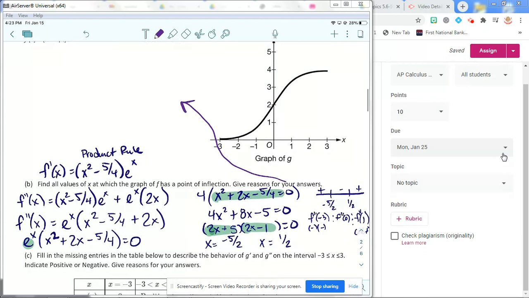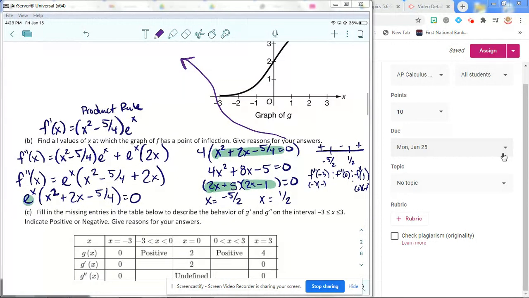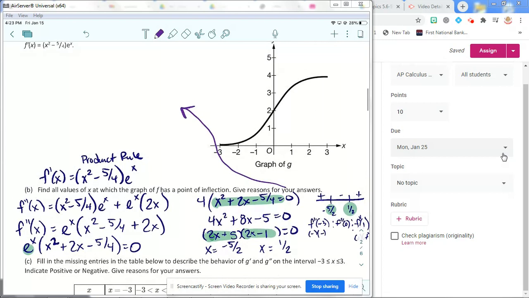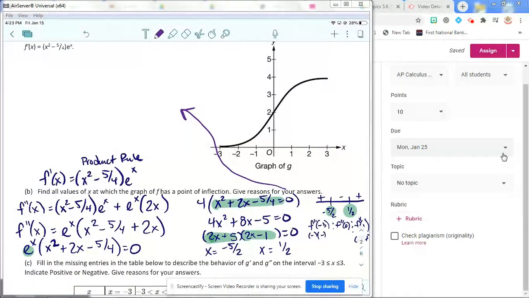So the question was to find all of the x values of the points of inflection. So at negative 5 halves, our second derivative changes from positive to negative, so that creates a point of inflection when x is negative 5 halves. And then at 1 half, the second derivative changes from negative to positive, so that's another point of inflection. So my answer is going to be up here.